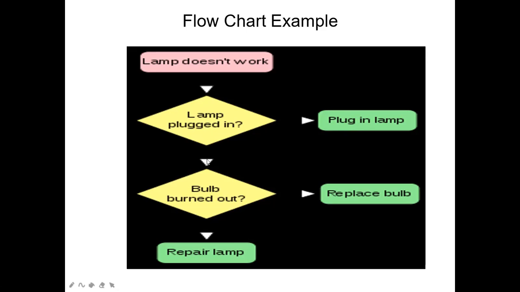When the condition is no, the second option will be considered. We will check the bulb, whether it is in order or out of order. In the condition of yes or no, if the bulb burned out, yes, replace the bulb. And if no, then repair the lamp. This is the problem, and this is the flow chart of that problem, that the lamp doesn't work.